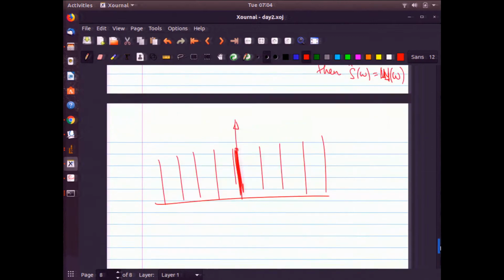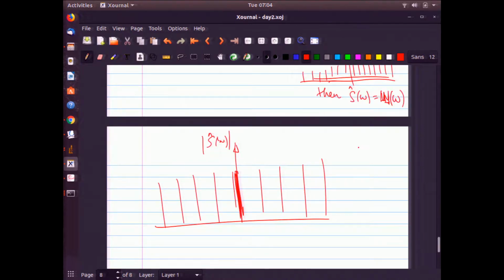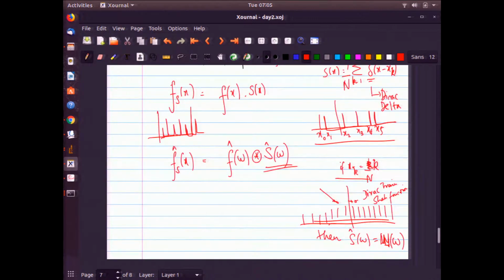So if you come here, if this is the magnitude of S hat of omega, then this is the 0th frequency. So what is the height of this? It's going to be 1. You can imagine, right? Now if I have to convolve this with f hat, so let's say f is a Gaussian, and f hat looks something like a Gaussian. It is a Gaussian. Then how do we do this sliding thing? Because what we want is f hat convolved with S hat. So for now, let's assume that this true function is a Gaussian and you are sampling that Gaussian by multiplying it with the Dirac train.